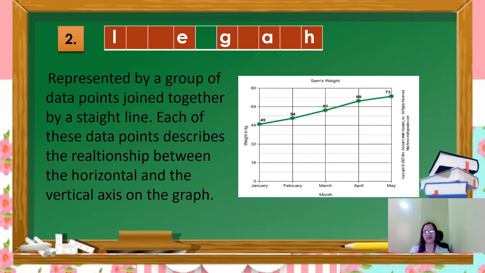It is represented by a group of data points joined together by a straight line. So they are using a line. Each of these data points describes the relationship between the horizontal and the vertical axis on the graph. So this is the vertical axis and this is the horizontal axis. So look at this line. So what do you call this graph? It is a line graph. Let me see if your answer is correct.